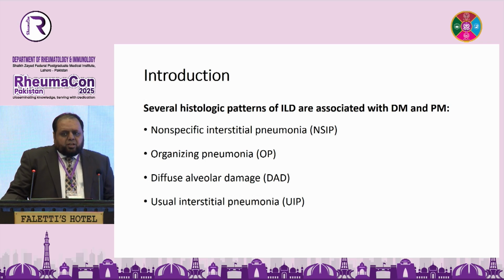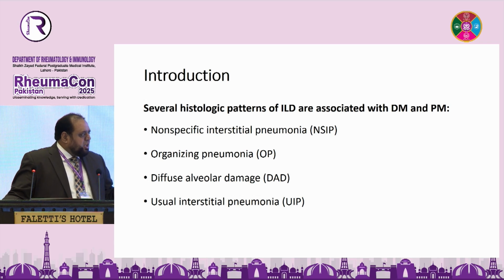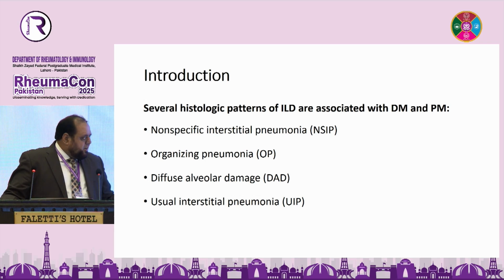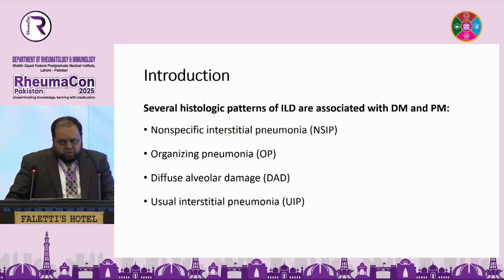In these, for the antisynthetase associated ILD, UIP is a little more common; in the other types NSIP is common, and UIP is rare in these conditions. So NSIP is most common, followed by organizing pneumonia, then diffuse alveolar damage, and the rare one is usual interstitial pneumonia.